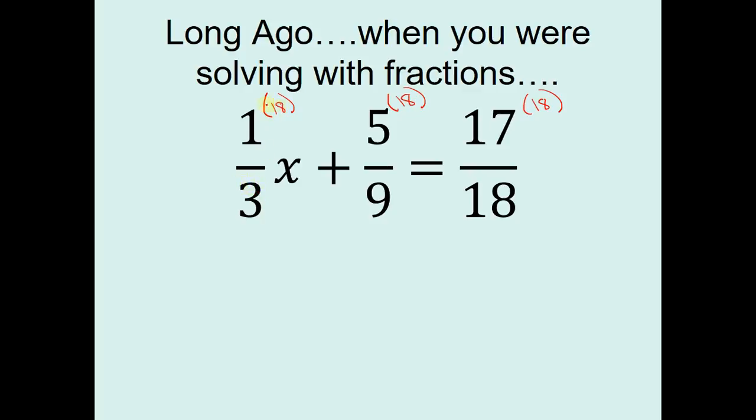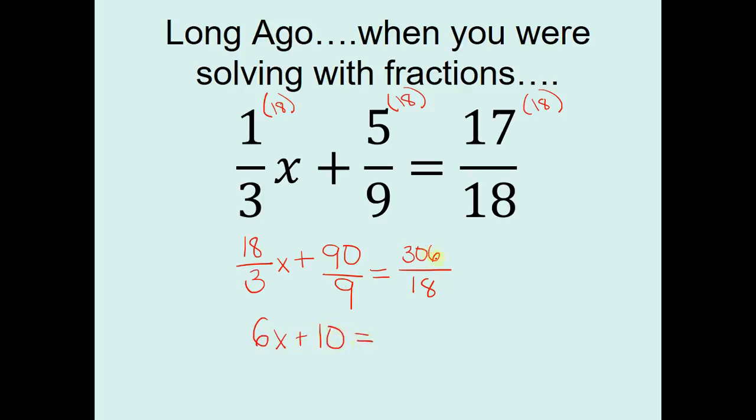Well, what I could do then is I would have 18 over 3x plus 90 over 9 equals 306 over 18. Now, here's what was cool about that though, is that ultimately these simplified down to nice numbers. So 18 over 3, that's 6x, 90 over 9, that's 10, and then 306 divided by 18, well that's just 17. And it made it 10 times easier for us to solve when we had fractions in it.